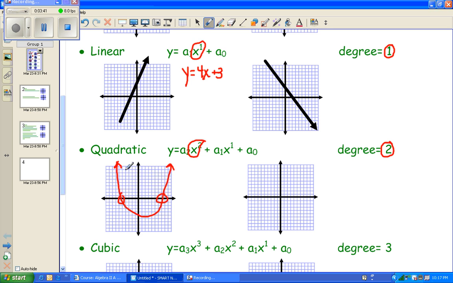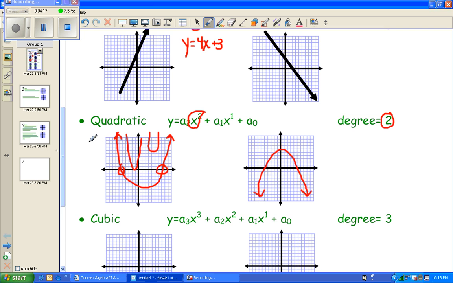Now don't get me wrong, it's possible for it to only touch once. You know, if we did something like that, it would only touch once. Or it's possible for it to not touch at all. But the most number of times that that graph could touch the x-axis is whatever your degree is here. So that's a quadratic. It's entering through the second quadrant. It's exiting through the first. If your a value is negative, it's going to do something more like this, where it enters from the third and exits through the fourth.